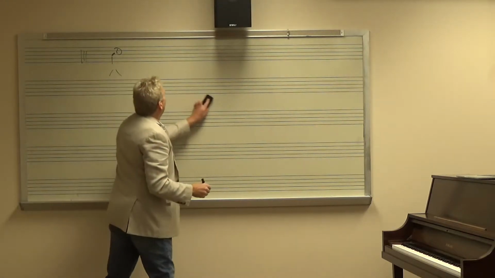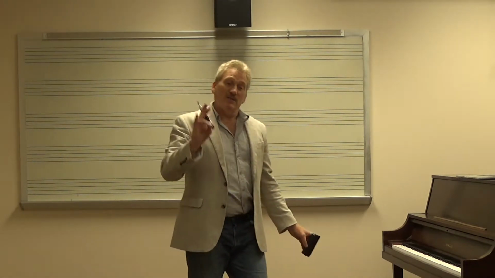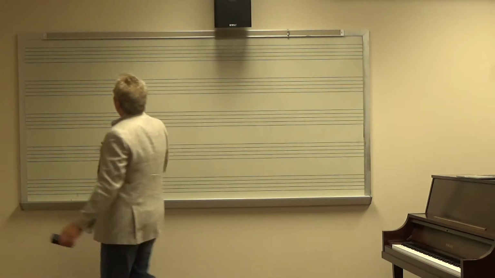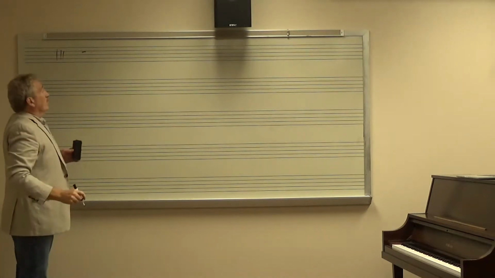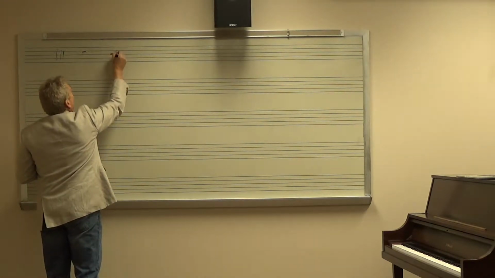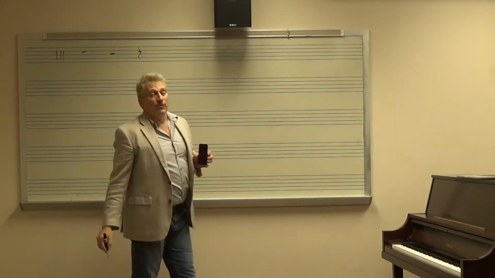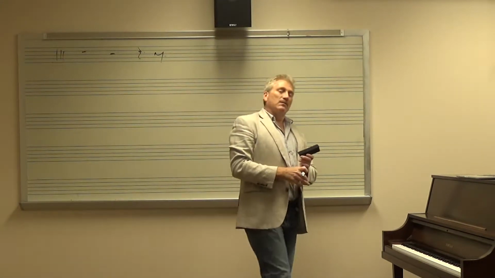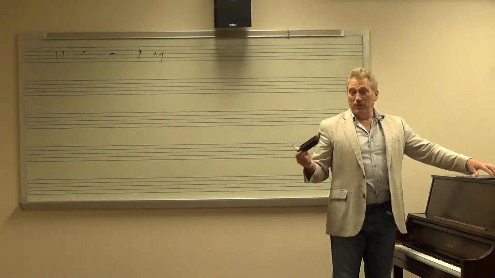Dotted eighth note will be 3 16th notes. Dotted 16th note will be 3 32nd notes, and so forth. Rests work exactly the same way. My dotted whole note rest is 3 half note rests. My dotted half note rest is 3 quarter note rests. My dotted quarter note rest is 3 eighth note rests. My dotted eighth note rest is 3 16ths. My dotted 16th note rest is 3 32nds, and my dotted 32nd note rest would be 3 64th notes.